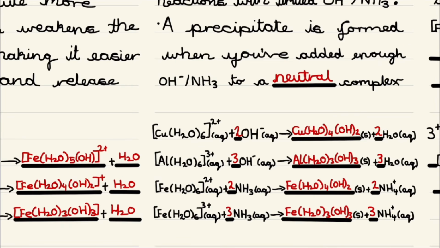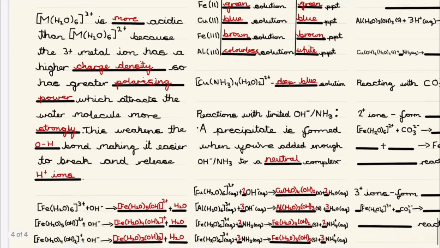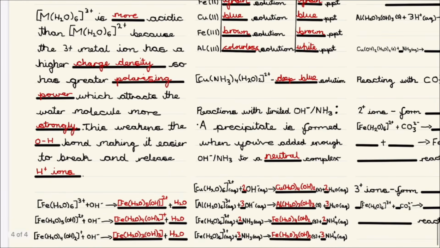Okay, and to predict the colors that we'd see, we use a table that we drew up before. So for example, here we have a copper precipitate, and that's going to be a blue precipitate. The aluminium one is going to be white. The iron one that was formed from a Fe2+, so this one here is going to be a green precipitate. And this one here that was formed from a 3+ is going to be a brown precipitate.